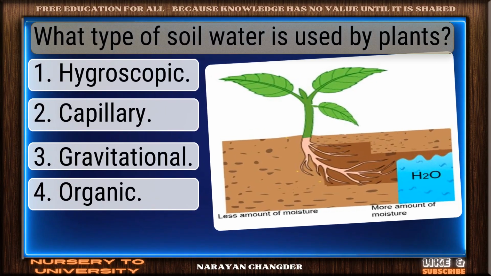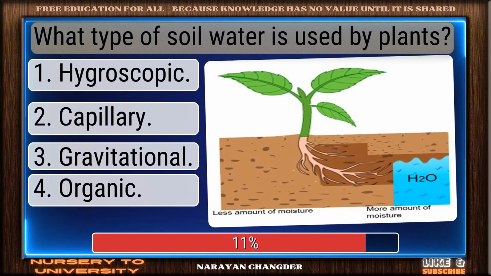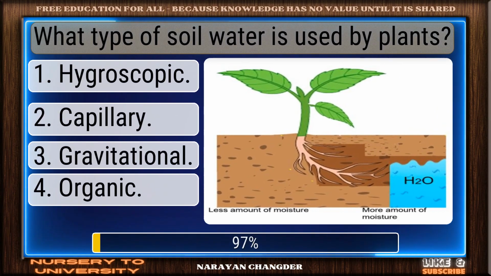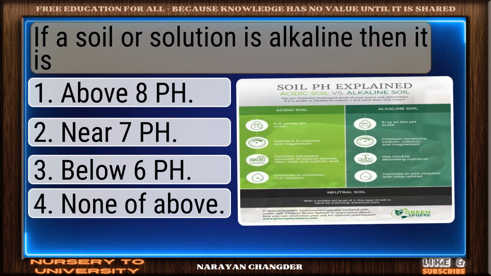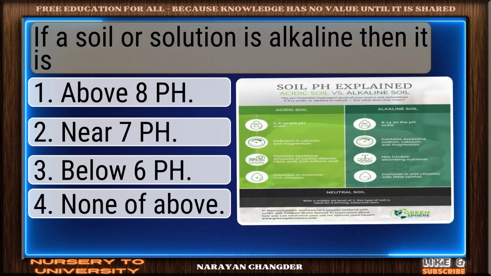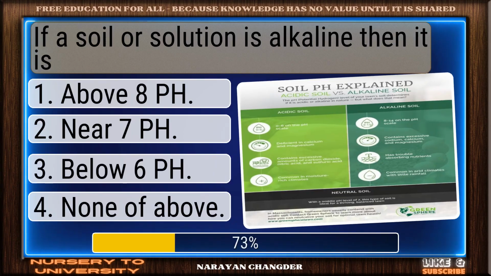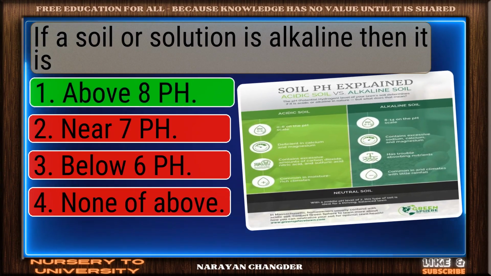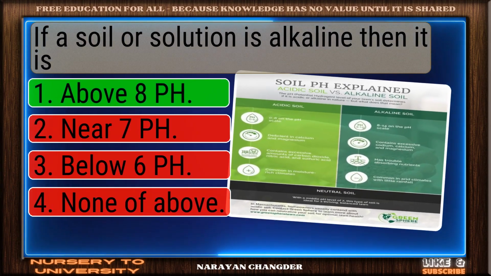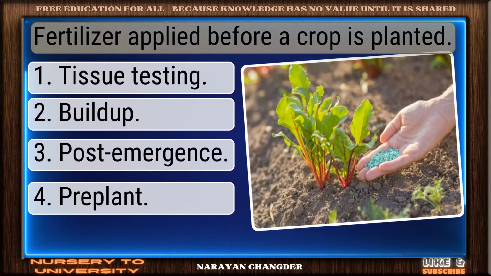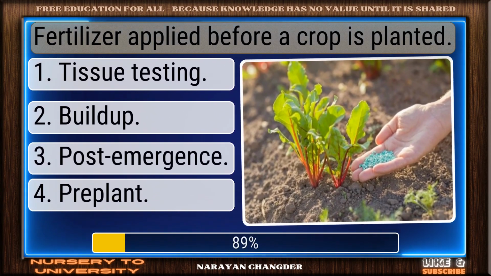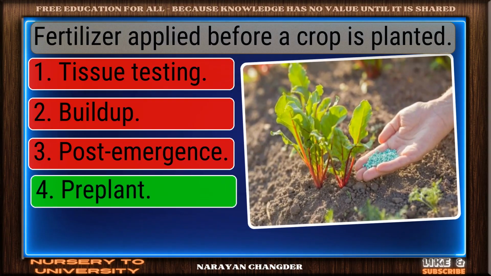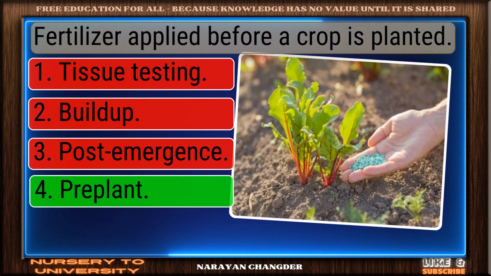What type of soil water is used by plants? Solid response. Capillary is a valid choice. If a soil or solution is alkaline, then it is? Great thinking. Above 8 pH is the right choice. Fertilizer applied before a crop is planted. Nice selection. Pre-plant is the correct and valid answer.